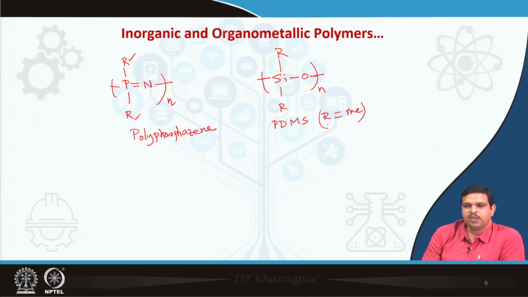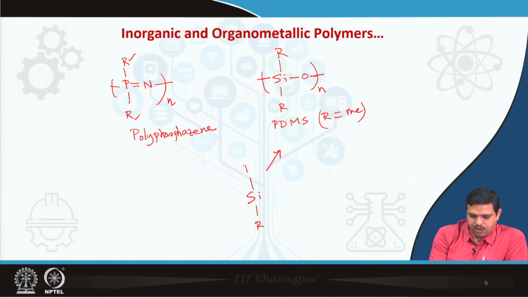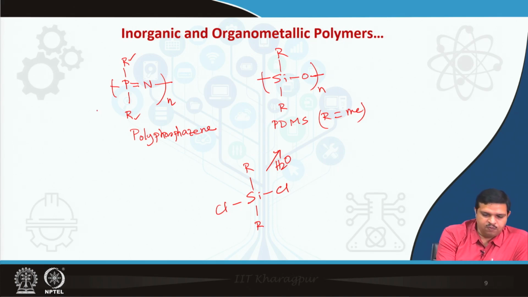This is quite flexible, it is an elastomeric material. So, you can stretch it at room temperature, Tg is quite low. This is very easily prepared from the siloxane monomer. As an example, if you have dialkyl dichlorosilane, and you treat it with water and do the polycondensation reaction, you will get the PDMS polymers.